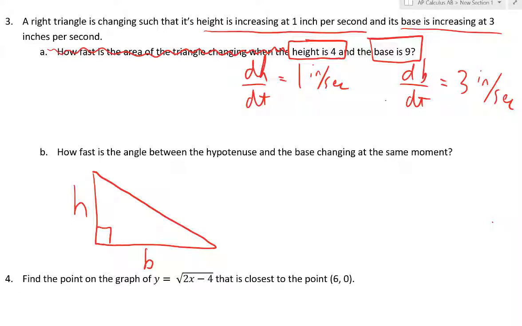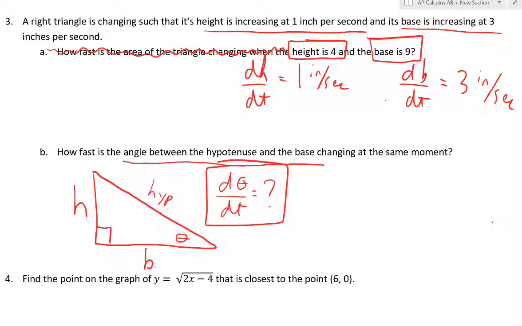All right? But we want to know how fast the angle between the hypotenuse and the base is changing. Well, the hypotenuse is over here. So this is that angle. So I want to know how fast that angle is changing. I'm looking for d theta/dt. That's what I really want to know. That is my special little thing I'm trying to find. I'd be so happy if we could find this.